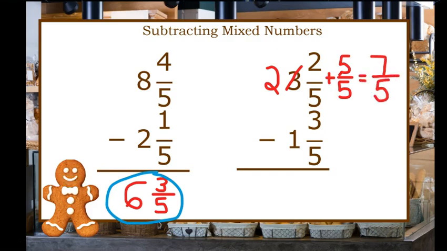Now I can do 7/5 minus 3/5. That gives me 4/5. And for the whole numbers, 2 minus 1, which is 1. So my answer is 1 4/5.